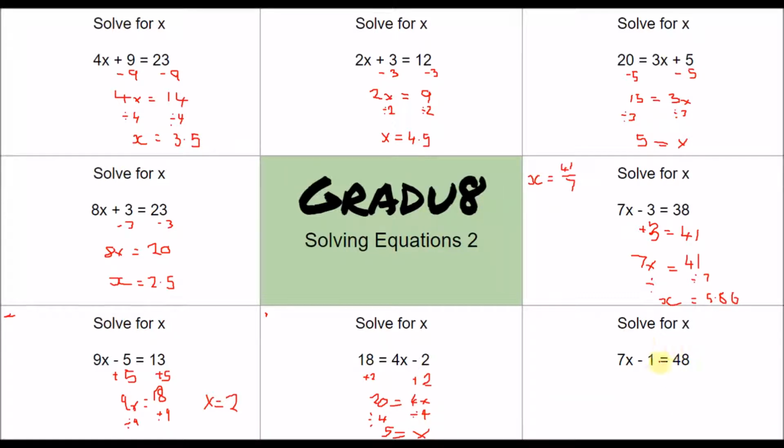Last one then. Minus 1, you're going to change it to add 1. Add 1 here as well. You get 49. And then you've got 7x equals 49. So divide by 7, divide by 7. So you get x equals 7.